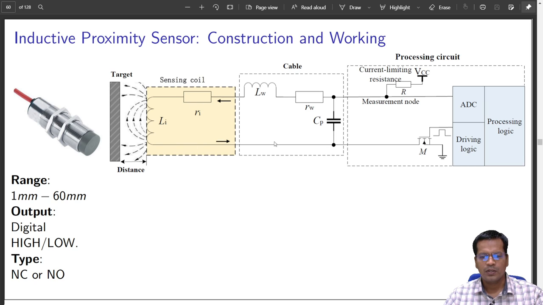There are two resistances. The first resistance is the coil which is mounted here. Obviously this coil will also have some inductance, denoted here as Li, that is inductance, and Ri is the resistance of this coil. So overall this is a coil which has its own resistance and inductance. You see this whole circuit is nothing but inductance, capacitance and resistance, or an LCR circuit. So this is a loop.